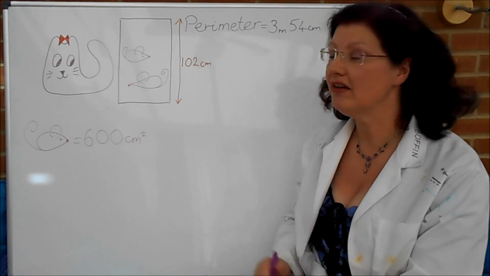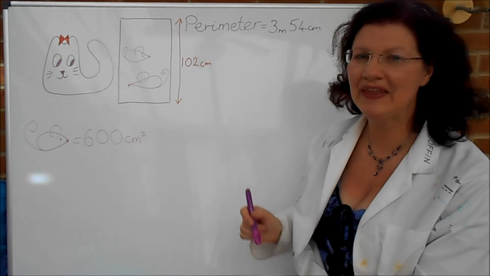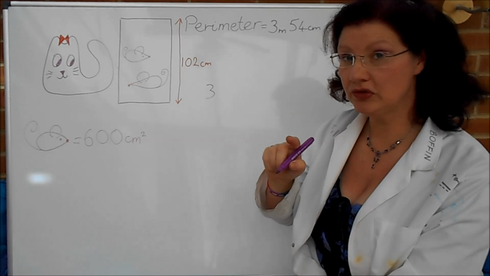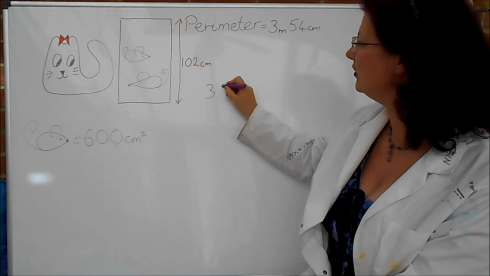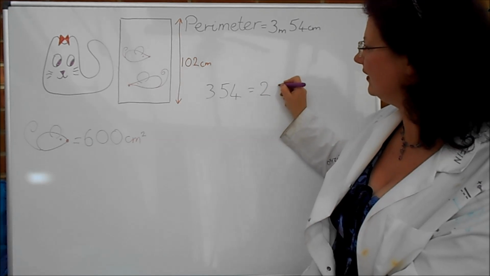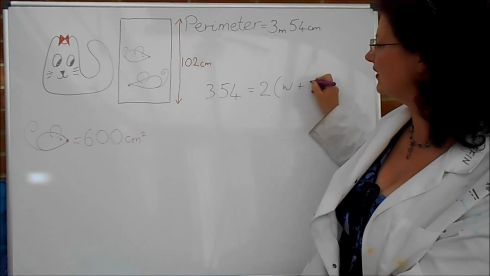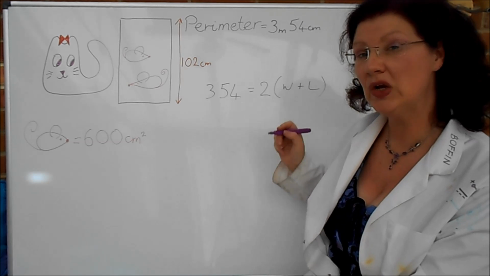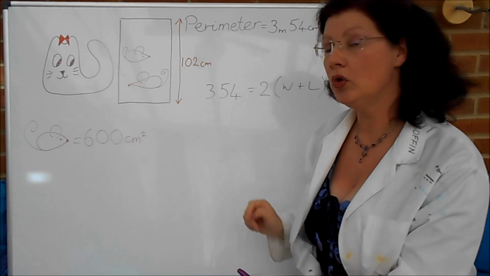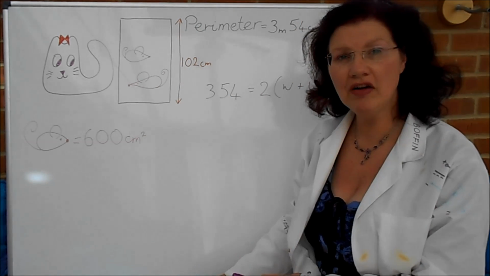In order to work out the area, we're going to need to know the width, and we can get that from the perimeter. Because the perimeter, which I'm going to write in centimetres here, 354 centimetres, is equal to twice the width plus the length. And we know what the length is. So, if it's 354 all the way round, we can halve that.